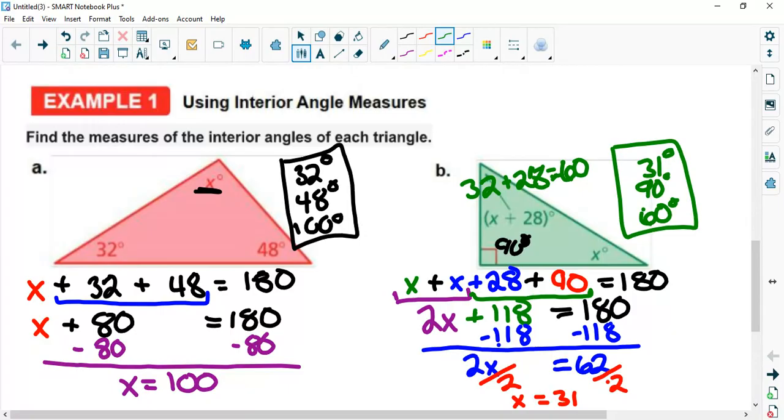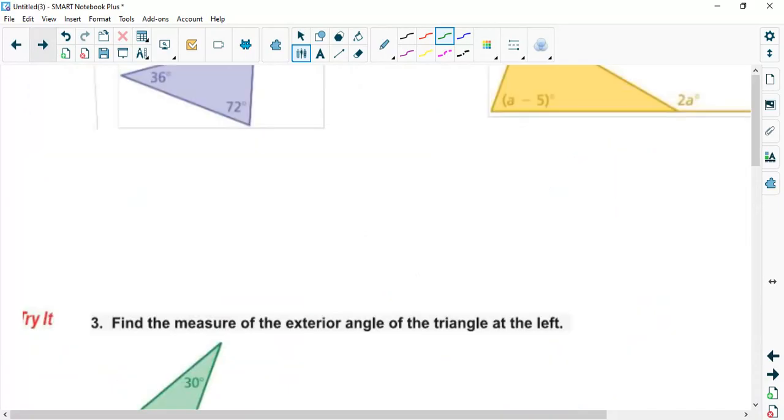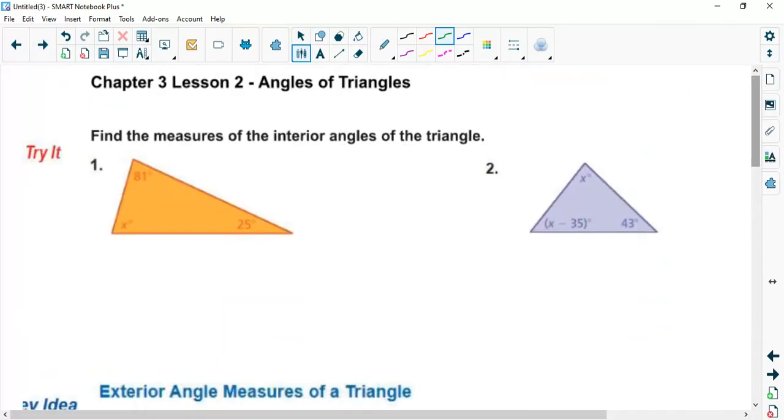Using these two examples, I would like you to go to the next part and give the two try it questions a try, and then come back and see what those answers are. Here are your two try it questions. Pause the video. Then, when you think you have the answers, come back and see the results.